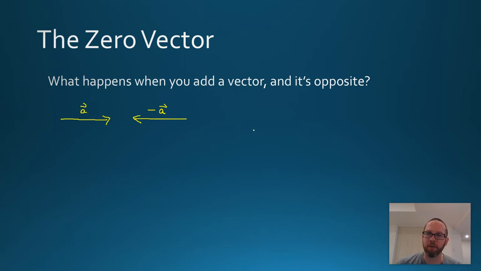So if we apply this tip to tail method and draw the resultant vector, what do we get? So let's use our tip to tail method. So I'm drawing A. From the tip of A, now I draw my second vector, which is minus A, pointing back. And I'm just leaving a little bit of space just to illustrate. But we wind up where we started, and we wind up with a vector with no magnitude. I should actually not say no magnitude. It's a vector with a magnitude of 0.